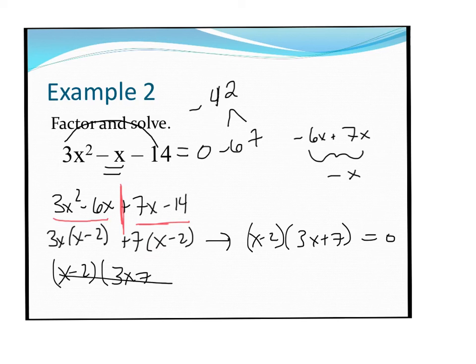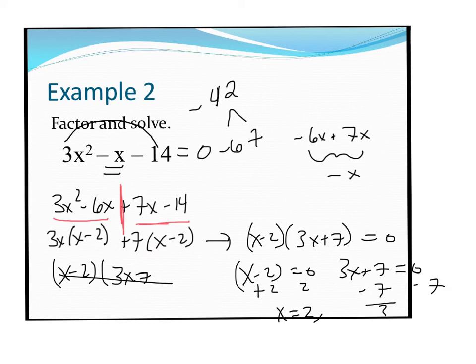Our zero product property states that if I have two terms being multiplied together, I can set each one equal to 0. You don't need the parentheses. So I add 2 to both sides, and x is equal to 2. I subtract 7 and divide by 3, and I get x is equal to negative 7/3.